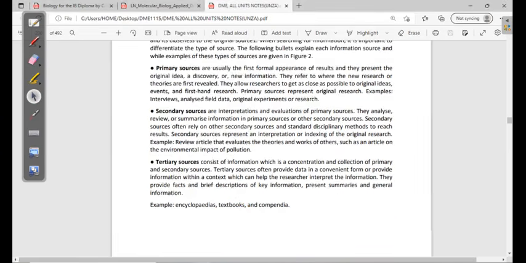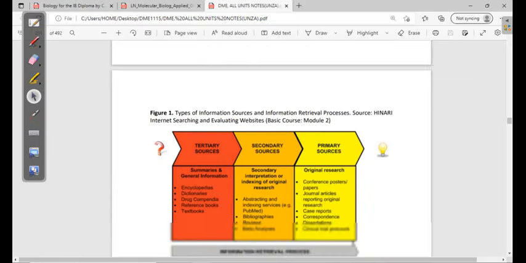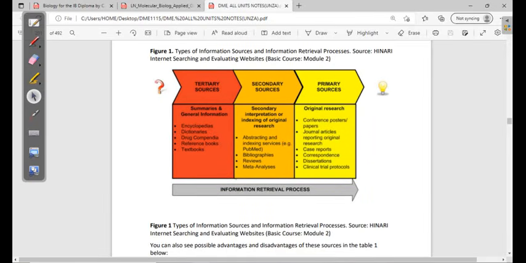Now let's look at what the tertiary sources of information talk about, the secondary sources of information, and also the primary sources of information. When we talk of tertiary sources of information, these are simply summaries and general information. It will be a very general summary, just giving you general information. It might not concentrate only on one portion, but be about a lot of information.